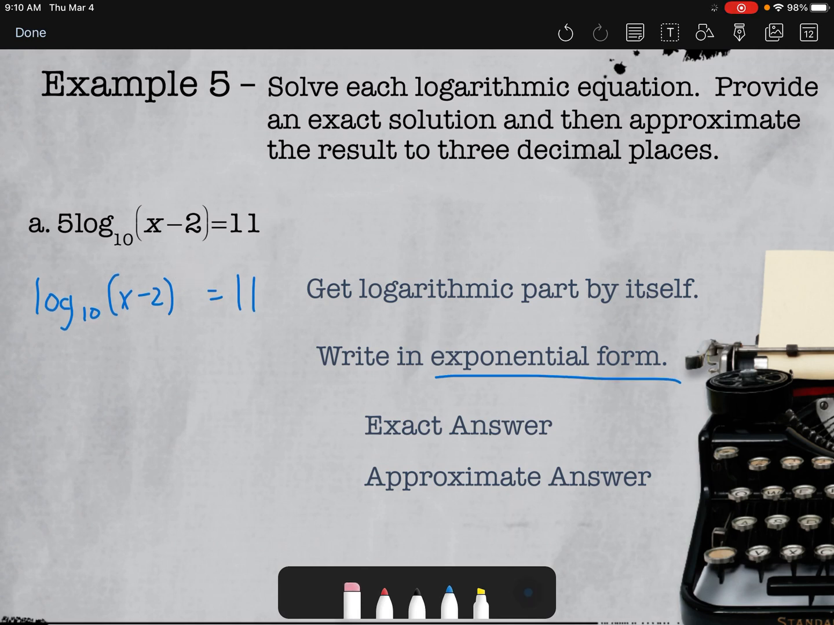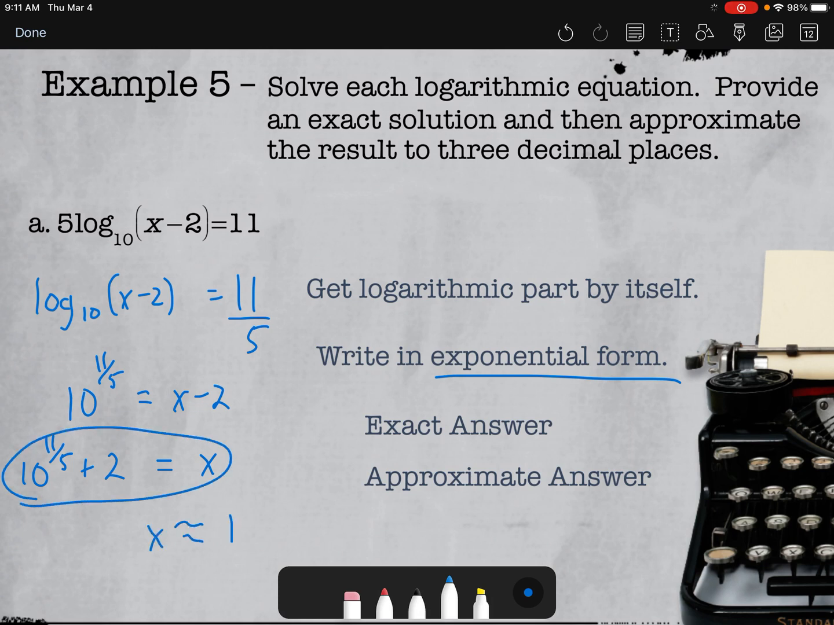Oh, wait a minute, I could have divided by 5. Yeah, let's do that. So that's 11/5, isn't it? Okay, so now I can write this as an exponential function. 10 to the 11/5 equals x minus 2. How do I get x by itself? Add 2. There's my answer. So 10 to the 11/5 plus 2. So the exact answer is this.